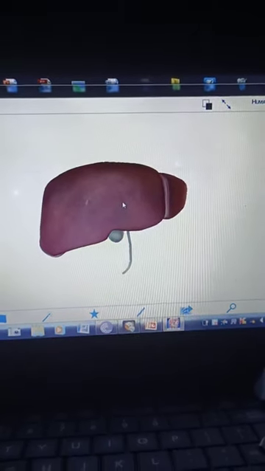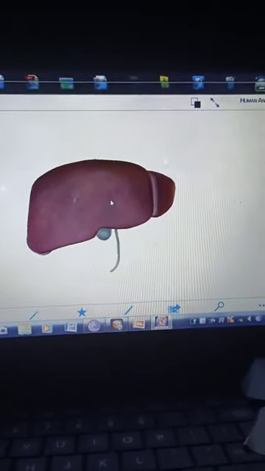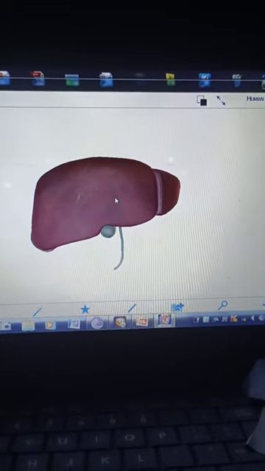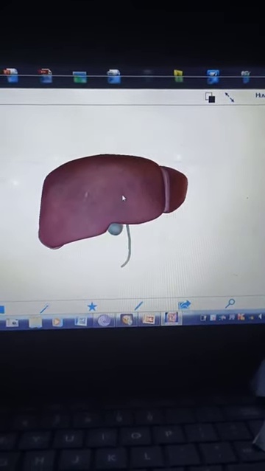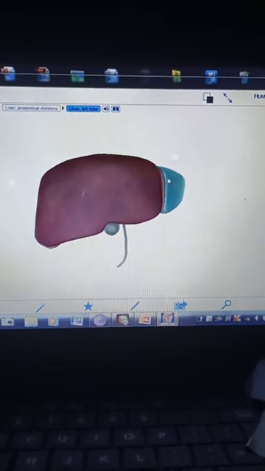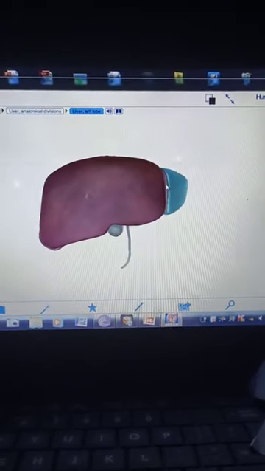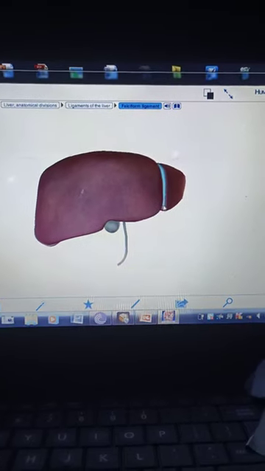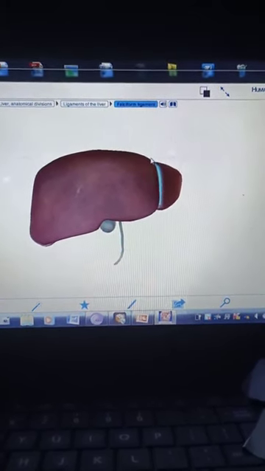This is a view of the liver from the anterior surface. This is how the liver looks from the anterior part. This is the right lobe, this is the left lobe, and the two lobes of the liver are separated by the falciform ligament, which is present anteriorly and superiorly.